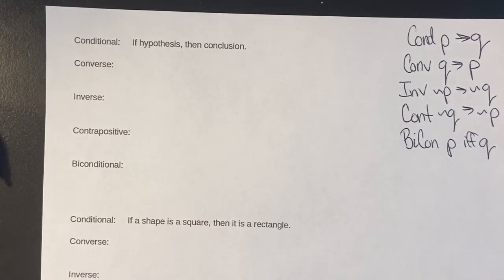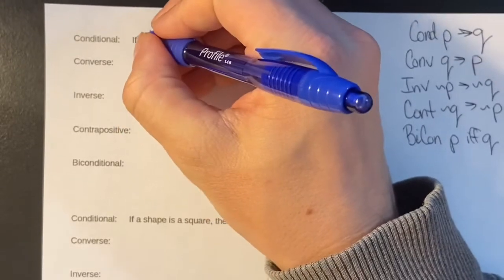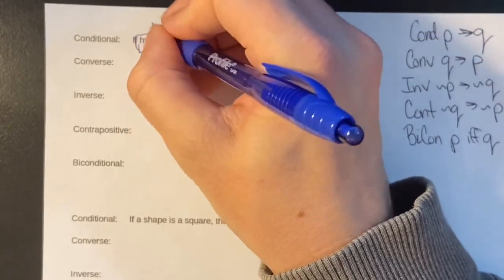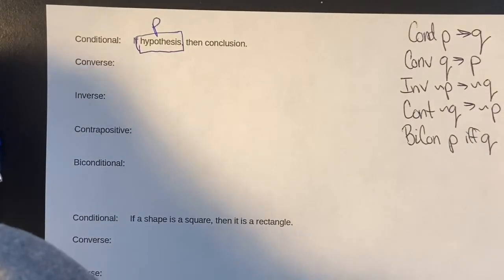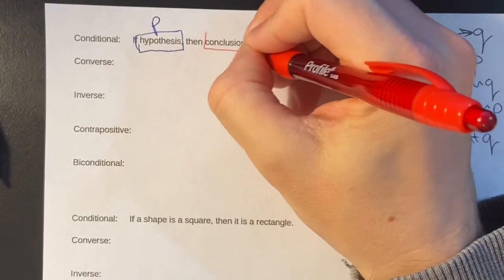Okay, so that is what we are dealing with today. We are turning these sentences into statements, and for the ones that make sense, we're going to find out if they're true or false. All right, so first things first, if hypothesis then conclusion. What we have to do is determine what my hypothesis is, my P, and what my conclusion is, my Q. The word hypothesis is my P. My Q is going to be my conclusion.